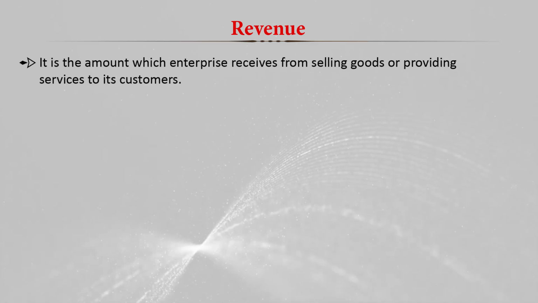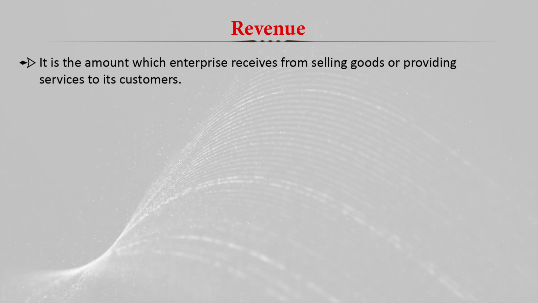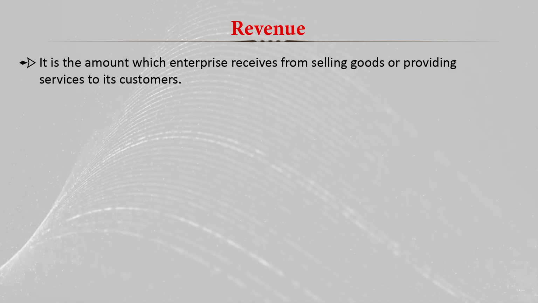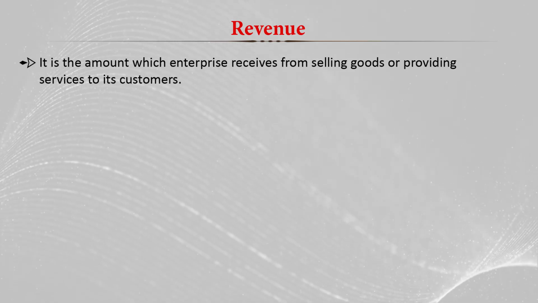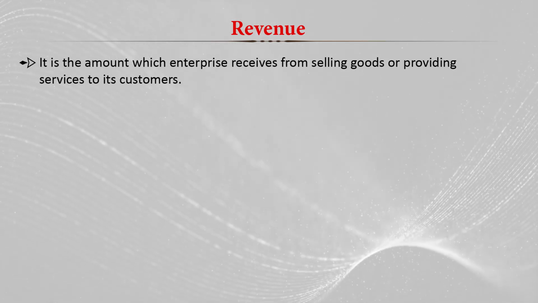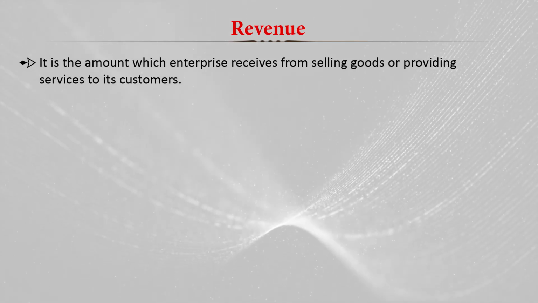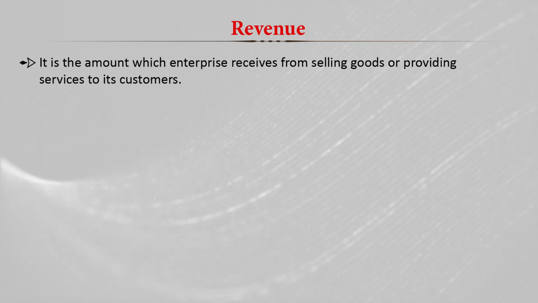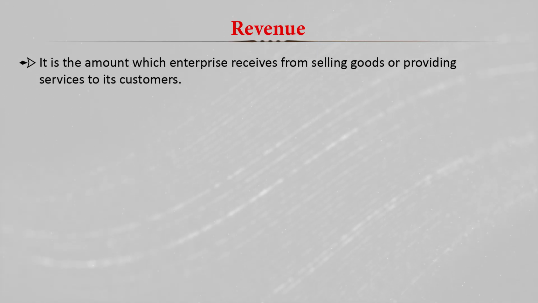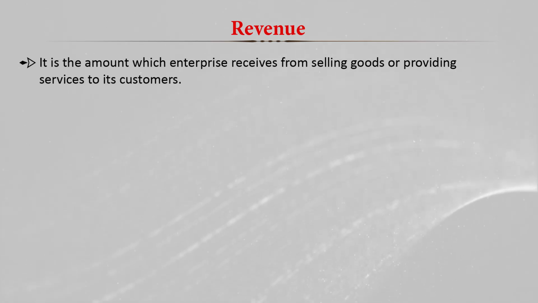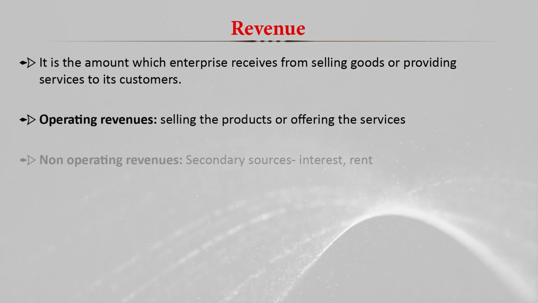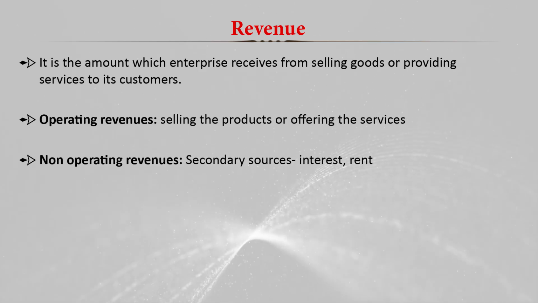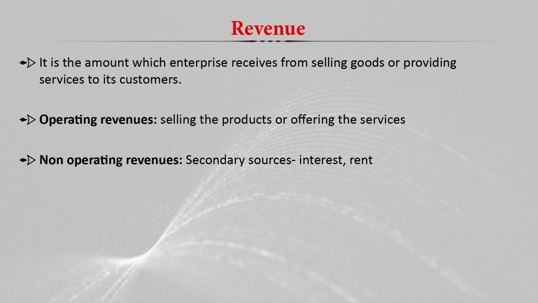Now we will discuss the first component of the income statement, that is revenue, which is basically the amount an enterprise receives from selling goods or providing services to its customers. Whatever selling is done by a firm or a company forms a part of the revenue. And there are two types of revenue: one is operating revenue, another is non-operating revenue. Operating revenue is basically selling the product or offering the services.